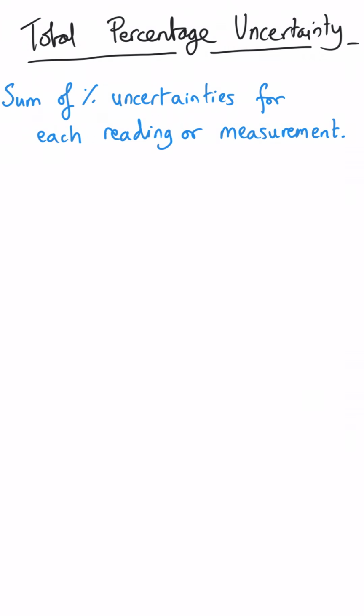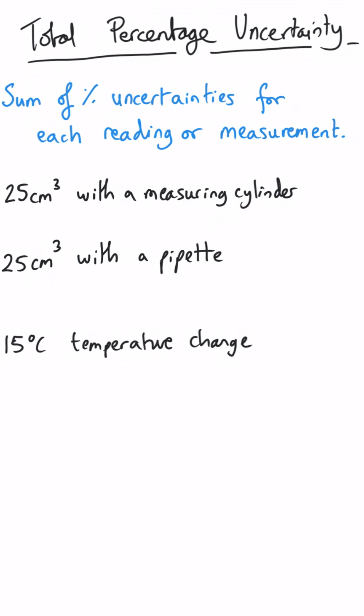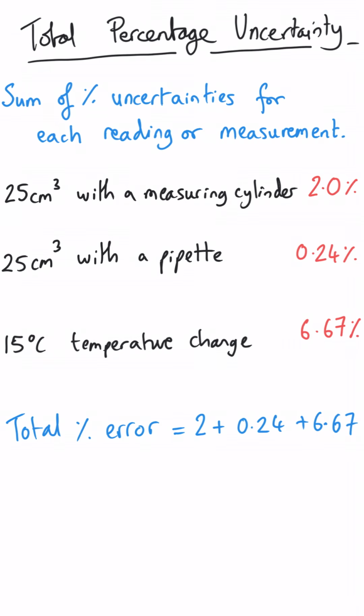Sometimes it's necessary to quote the total percentage uncertainty for an experiment, and to do that you simply sum the individual percentage uncertainties for all the different readings that you made during that experiment. So suppose an experiment involved those three readings that we've already mentioned: the 2% error from a measuring cylinder volume, the 0.24% error from a pipette volume measurement, and a 6.67% error from the temperature change reading. And so all of those numbers added together gives us a total of 8.91% error. And so that's actually really bad, because that's quite a high value.